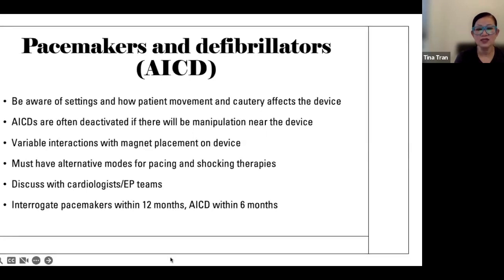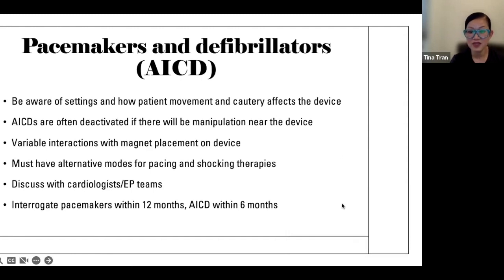Usually the recommendation is to interrogate pacemakers no more than 12 months outside of their last pacemaker check, and AICDs within 6 months. If they have more recent pacemaker or defibrillator checks, that's great. And oftentimes with the advancement of being able to check over the phone, if patients know that they need it, it might be a matter of just making a phone call versus being in person.